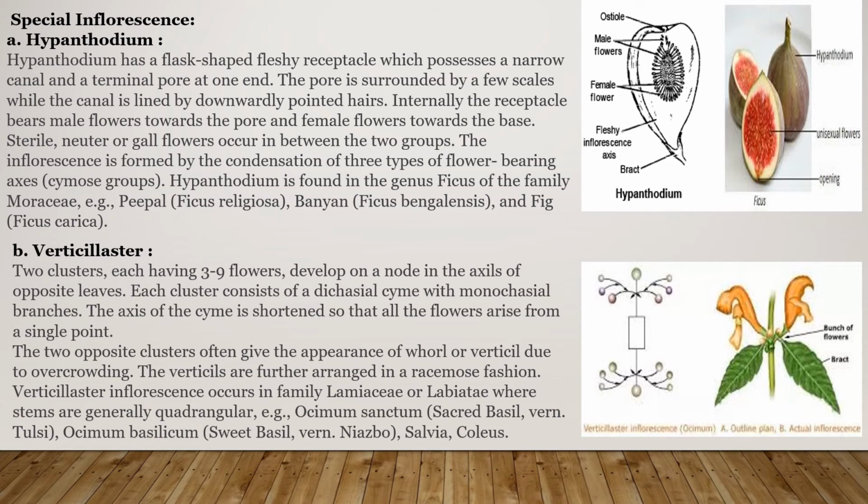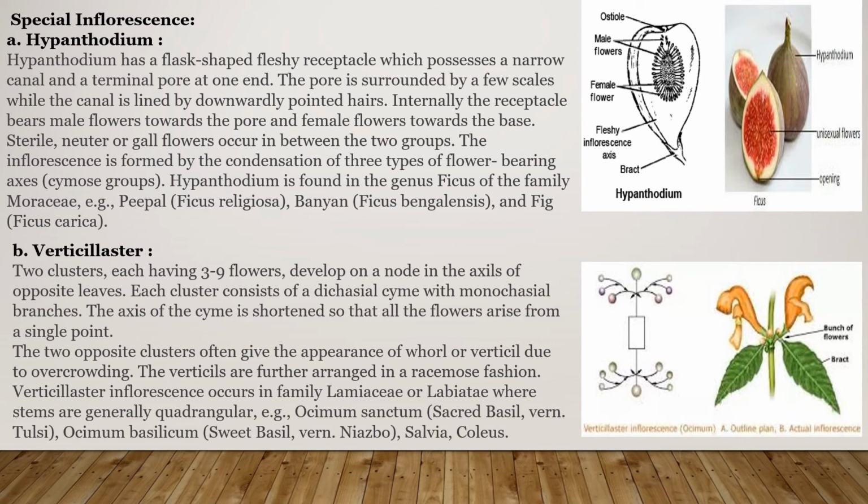Hypanthodium has a flask-shaped fleshy receptacle which possesses a narrow canal and a terminal pore at the end. You can see this is a pore, the terminal pore at the end. The pore is surrounded by a few scales, while the canal is lined by downwardly pointed hairs. Internally, the receptacle bears male flowers towards the pore and female flowers towards the base. You can see here the base. These are the female flowers and these are the male flowers at the center.